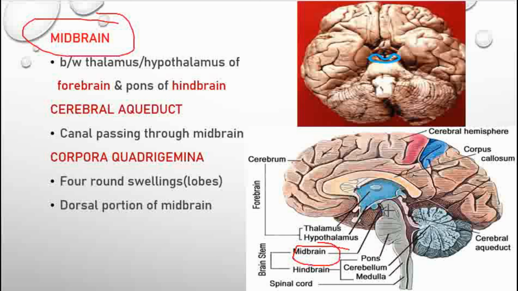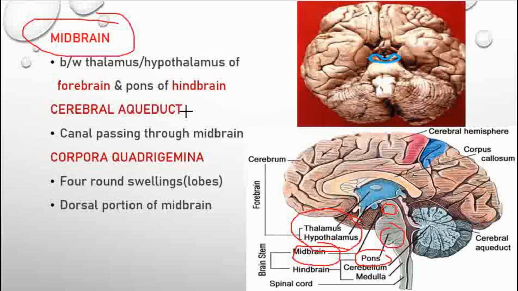So this is the midbrain. Here it is located between the thalamus and the hypothalamus, both in the same region. Under the thalamus you have the hypothalamus. So this is the forebrain, and this part is the thalamus, and the pons of the hindbrain. Here you have the pons, no? So between the forebrain and the pons of the hindbrain, this part is known as the midbrain.